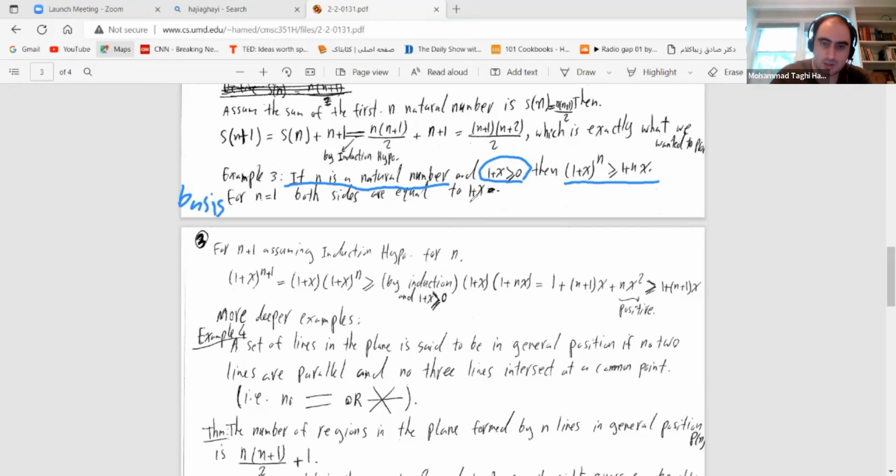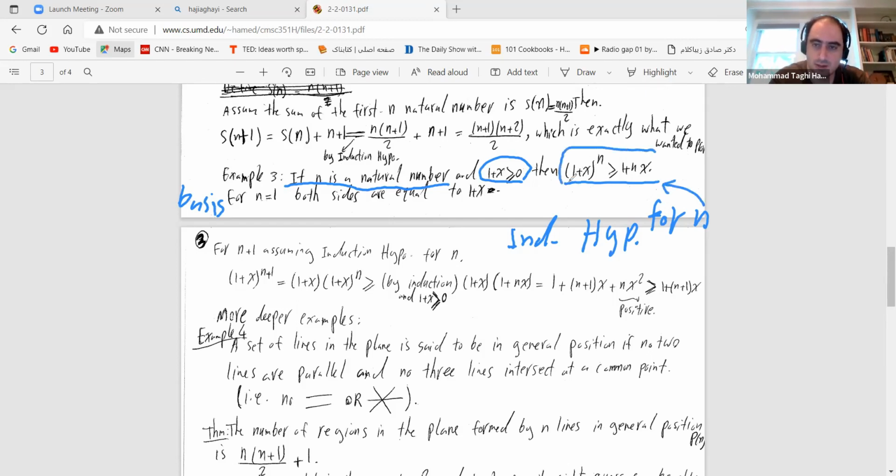Now, again, what is the induction hypothesis? I will write it here. So the induction hypothesis essentially is this one, that for n, the statement of the theorem that we want to prove is correct. Now we are proving it here for n plus 1. So again, I mentioned that you can go from less than n to n, or from n you can go to n plus 1.